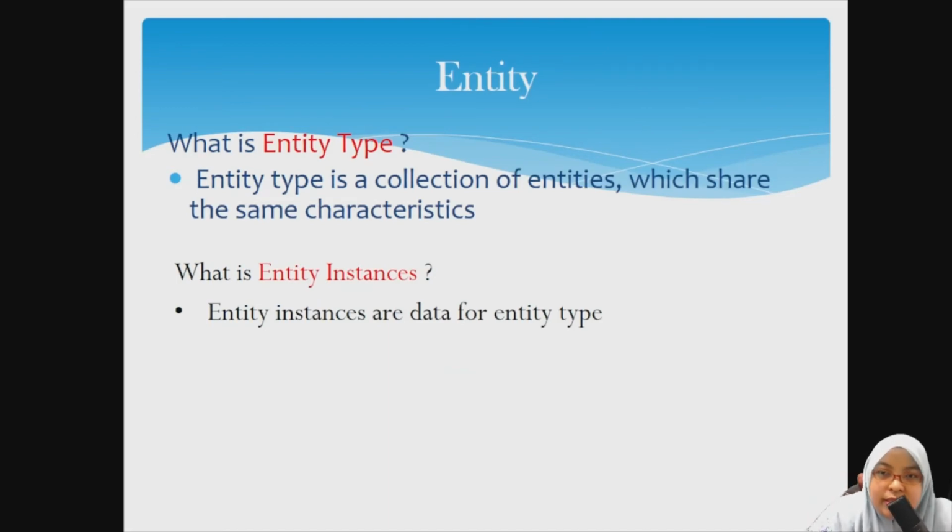Okay, what is an entity type? An entity type is a collection of entities which share the same characteristic. And what is an entity instance? Entity instances are the data for an entity type. So basically, these are the explanations regarding entity type and entity instance related to the entity.